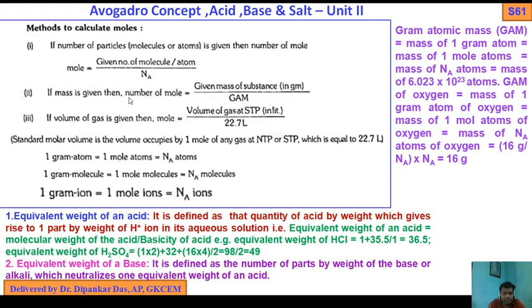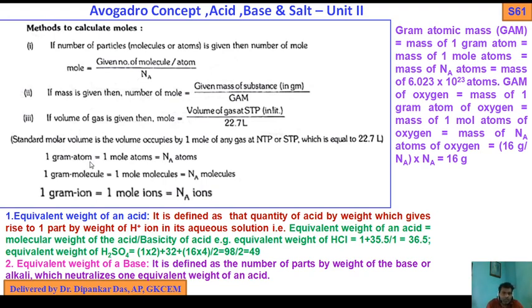If mass is given, then number of moles equals the given mass of substance in gram divided by GM, gram atomic mass. If volume of gas is given, then the number of moles equals the volume of gas at STP in liters divided by 22.7 liters. Standard molar volume is the volume occupied by 1 mole of any gas at NTP or STP, which is equal to 22.7 liters. Okay.